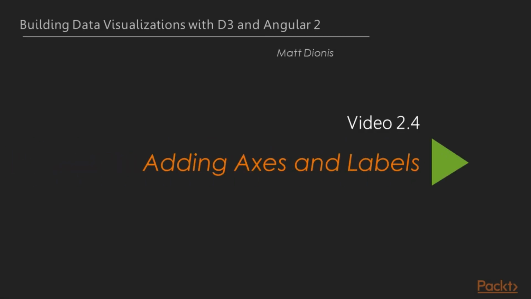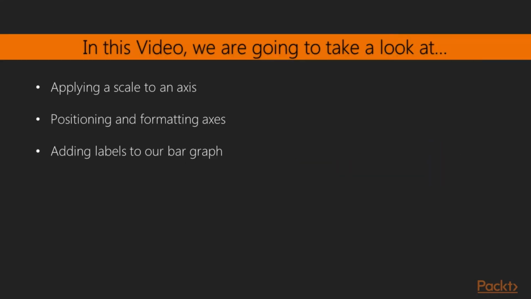Welcome to the final video of Harnessing the Power of D3, where we will be adding axes and labels to our bar graph. We will begin by applying the scale we just created to our y-axis. We will then position and format both our y-axis and x-axis. Finally, we will add some simple labels to our bars to show their exact sales.